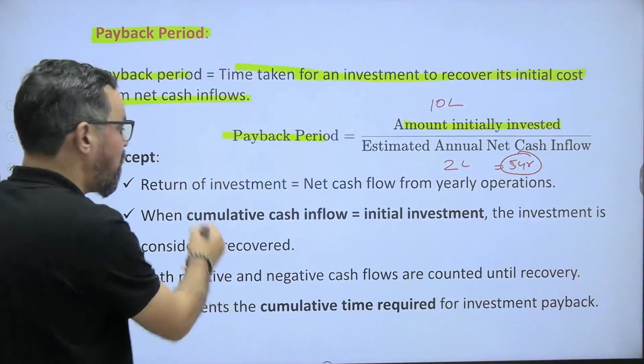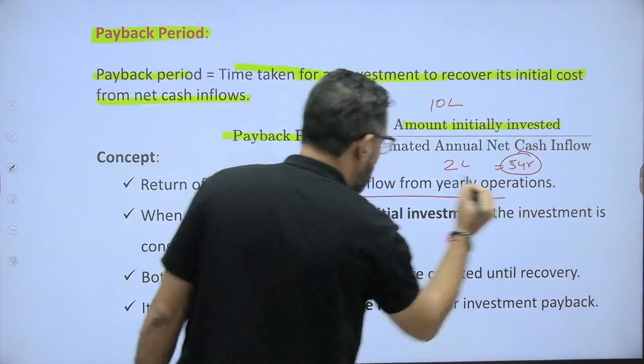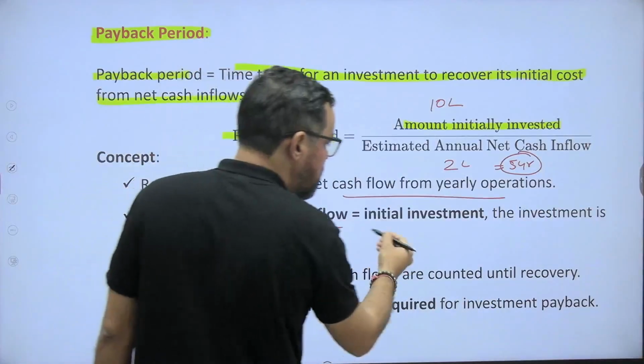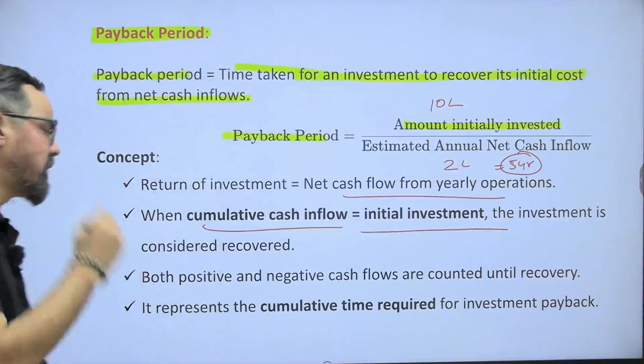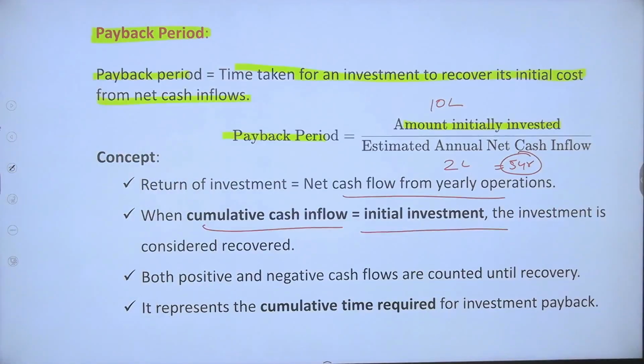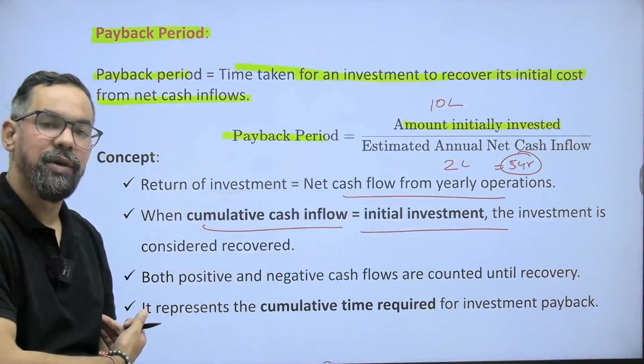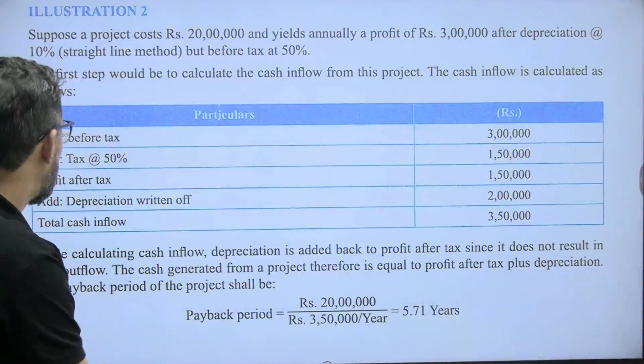Okay? Return on investment, net cash flow from the yearly operations. When cumulative cash inflow equals the initial investment, the investment is considered recovered. Okay? Both positive and negative cash flows are counted until recovery. So whatever you are having on a yearly basis, it represents the cumulative time period for the investment payback period, as in our case it is 5 years. Okay? So there is one example also.